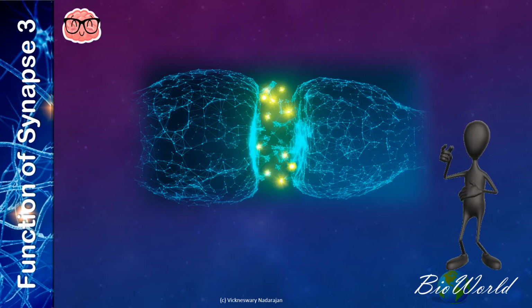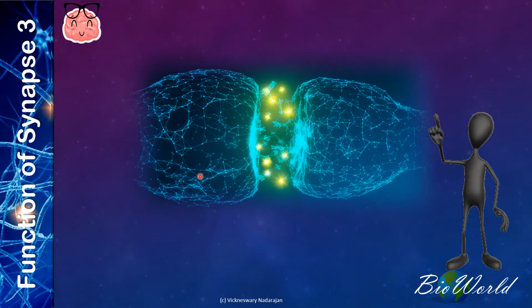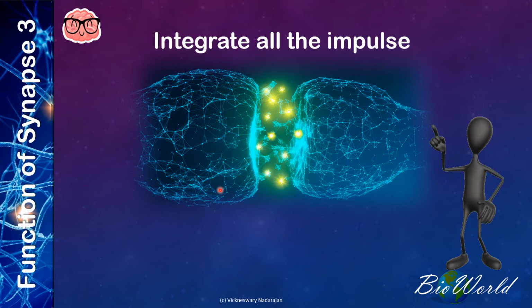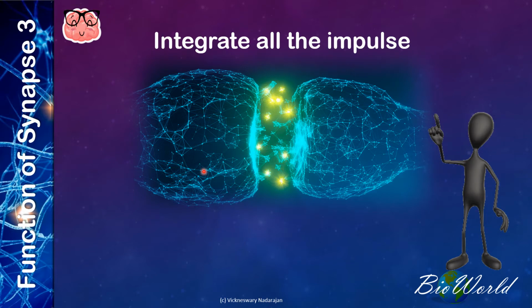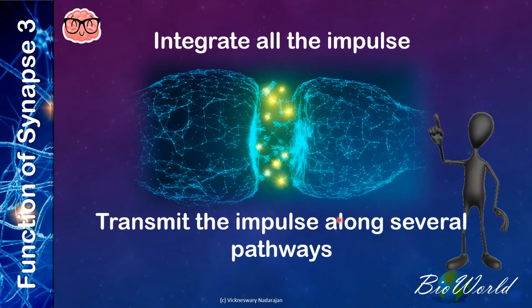The third function of the synapse is as an integrating center. From the previous example, you notice that we are receiving a lot of stimuli. So the synapse will combine whatever impulses come from the stimuli and determine the different pathways for the transmission of impulse.